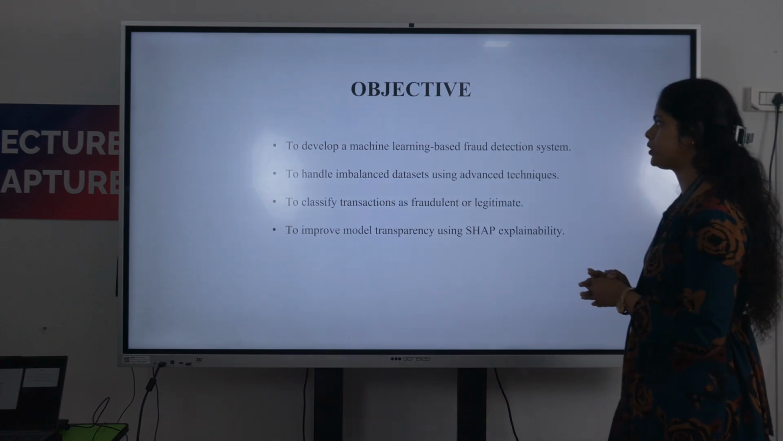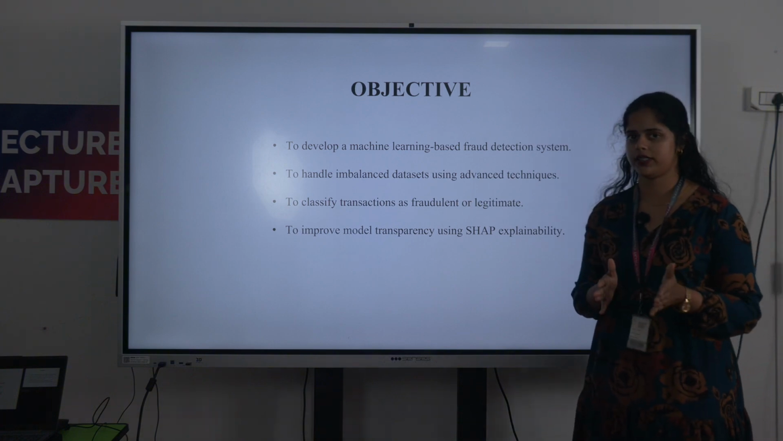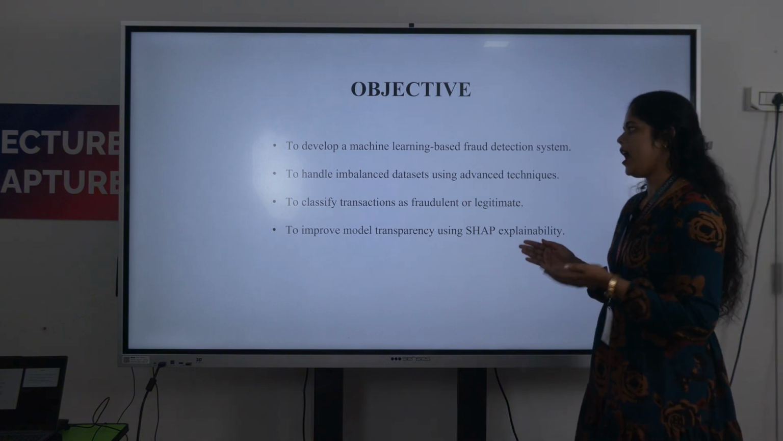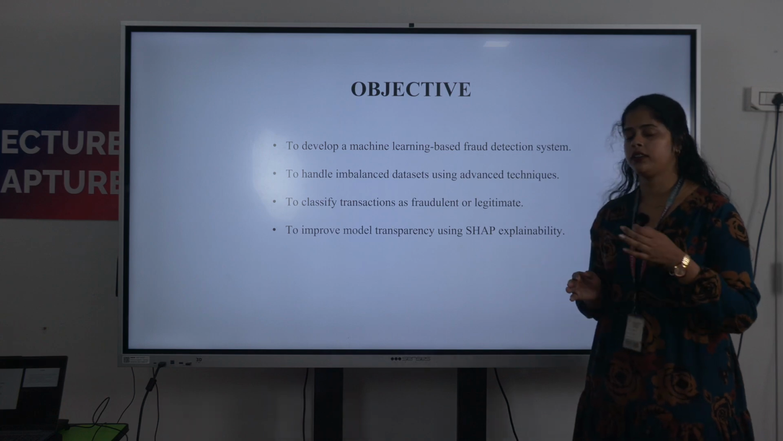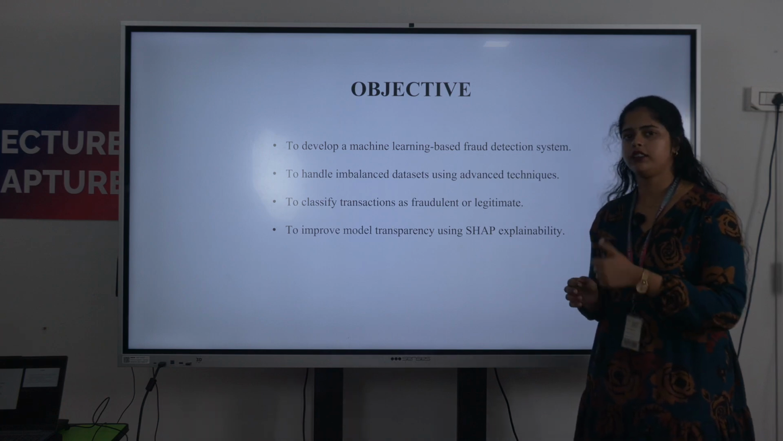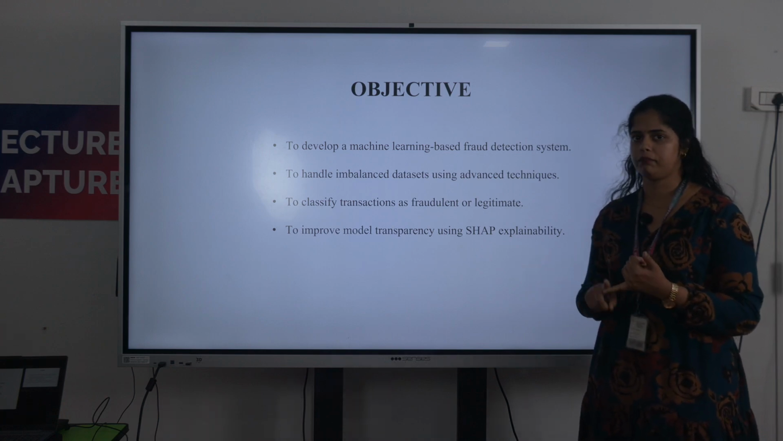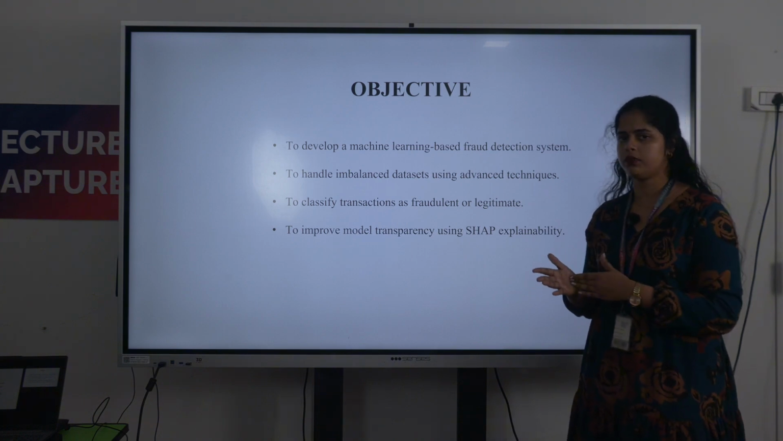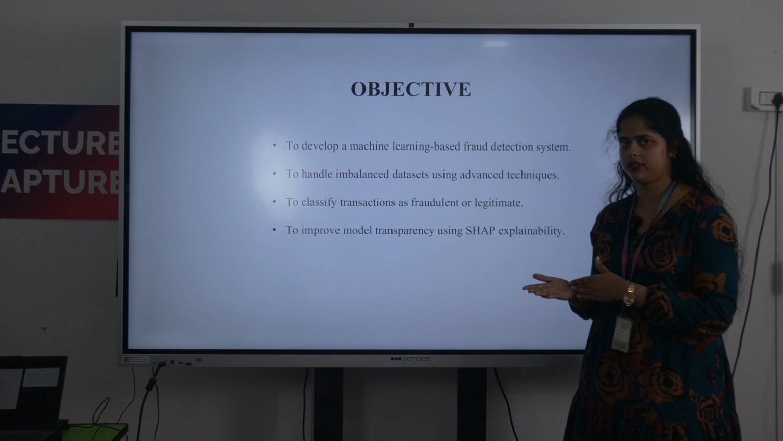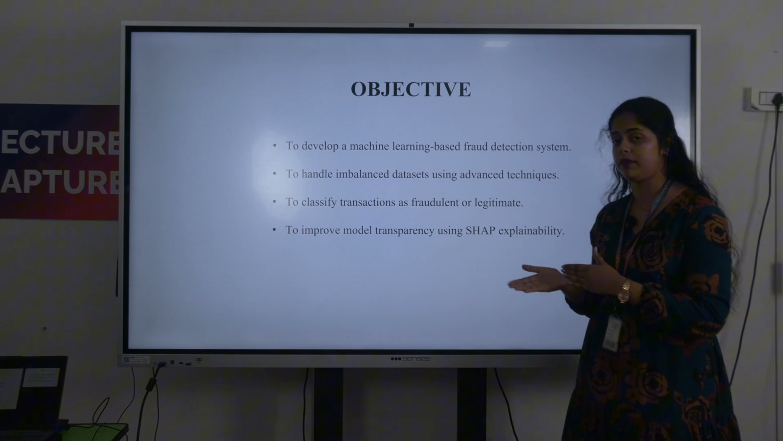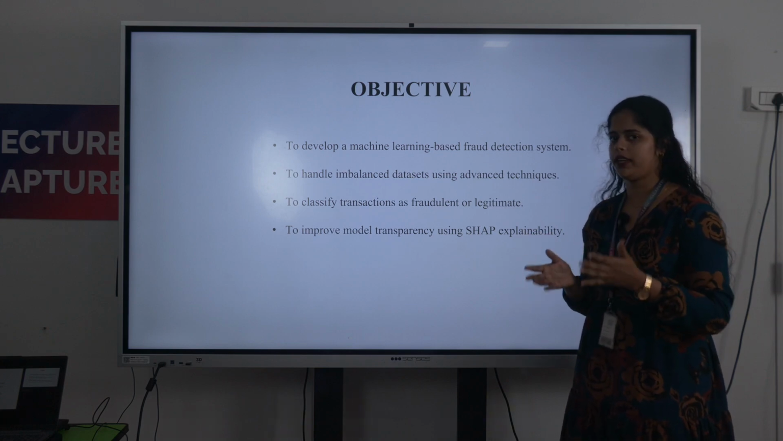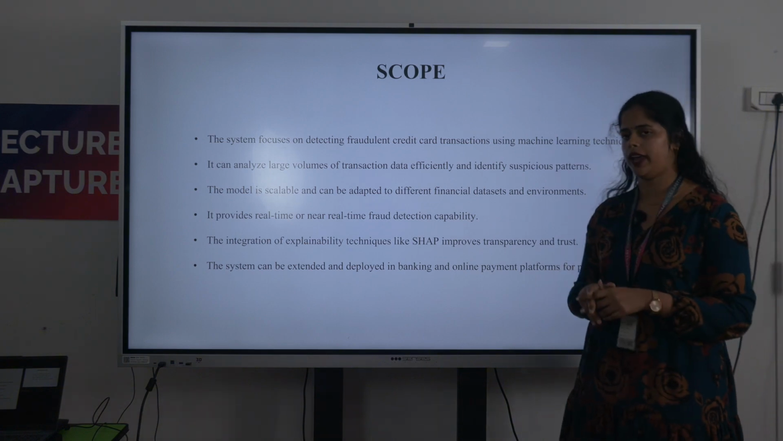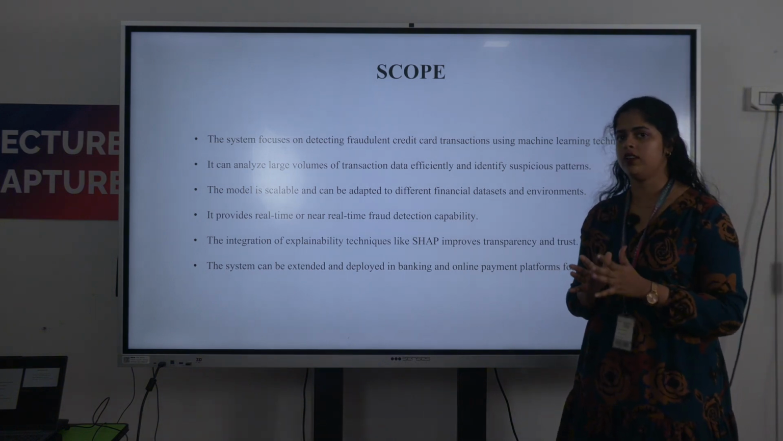The objective of our project is, as I already said, to introduce a machine learning based fraud transaction system, and this can be used on imbalanced data. The traditional methods cannot be used on imbalanced data; they only work on balanced data. This machine learning based fraud transaction system can be used on imbalanced data as well, and it can be very accurate.